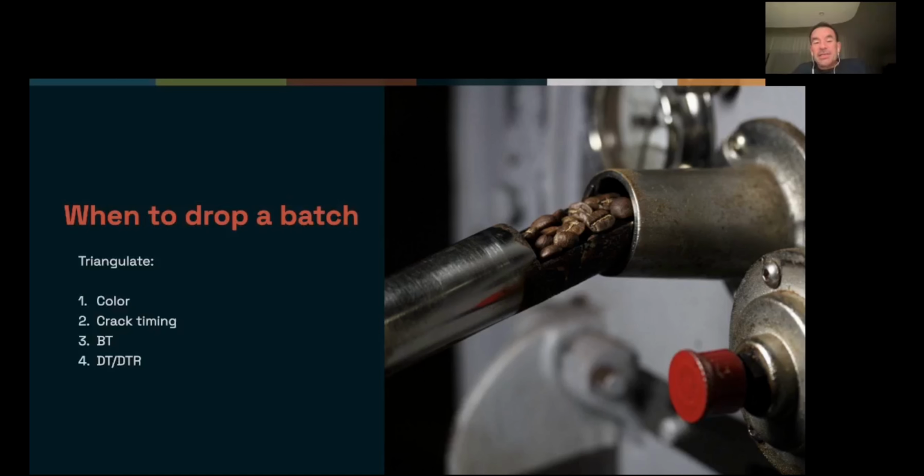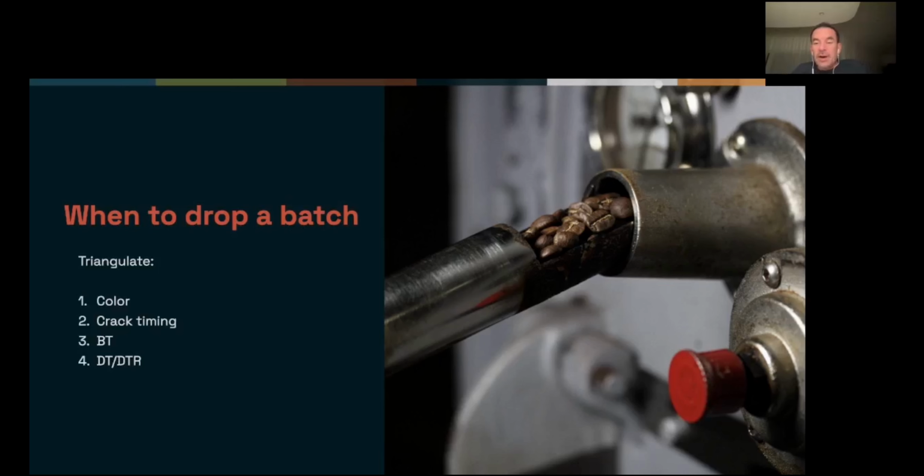You might say something like, well, I'm used to dropping my batches just as first crack is ending or almost ending. So you could consider where you are in the crack cycle. You could look at the bean temperature, but again, you can't necessarily assume that the exact usual ending bean temperature is correct. And you could look at the development time ratio or the development time, or you could look at a combination of these things. So if you are flying blind in that situation, you might want to consider all these factors and give them each a little bit of weight.